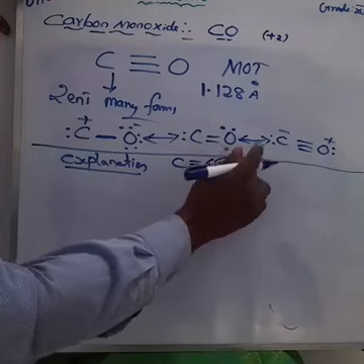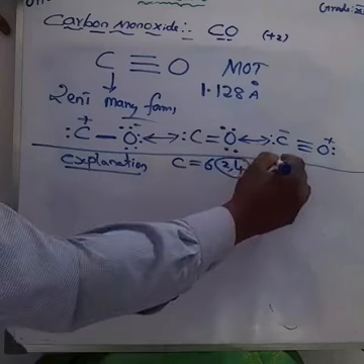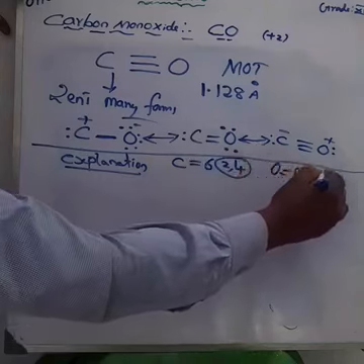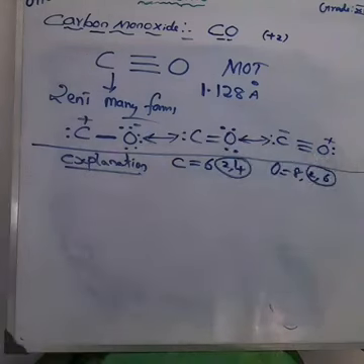Can you understand me? Second one, oxygen. The atomic number of oxygen is equal to 8. The first shell can accommodate 2 electrons. The second shell can accommodate 6 electrons. Am I right?